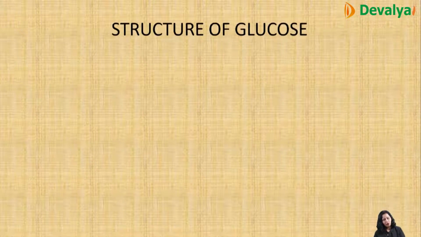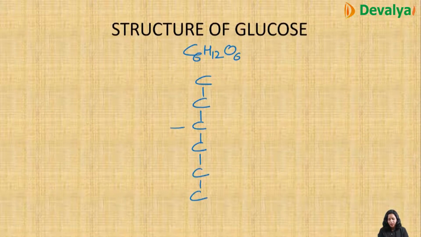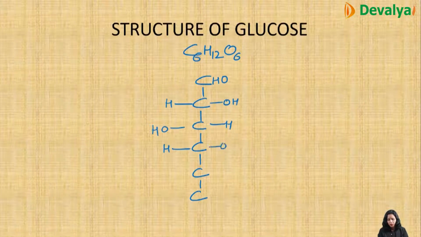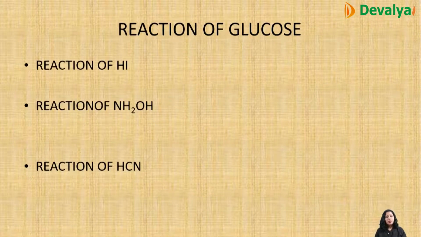The structure of glucose, though I have already explained it, I am explaining again. It is C6H12O6, again with carbons 1, 2, 3, 4, 5 and 6, and on the third, OH is on this side. Here is CHO, then H, OH, then H, OH, then H, OH, then H, H and OH. So this is the structure of glucose. Then, what are the reactions of glucose?